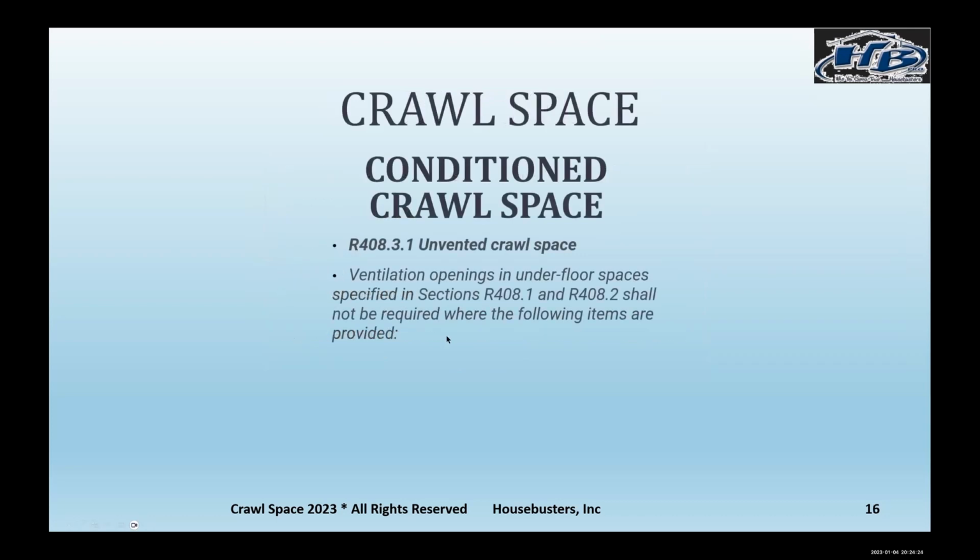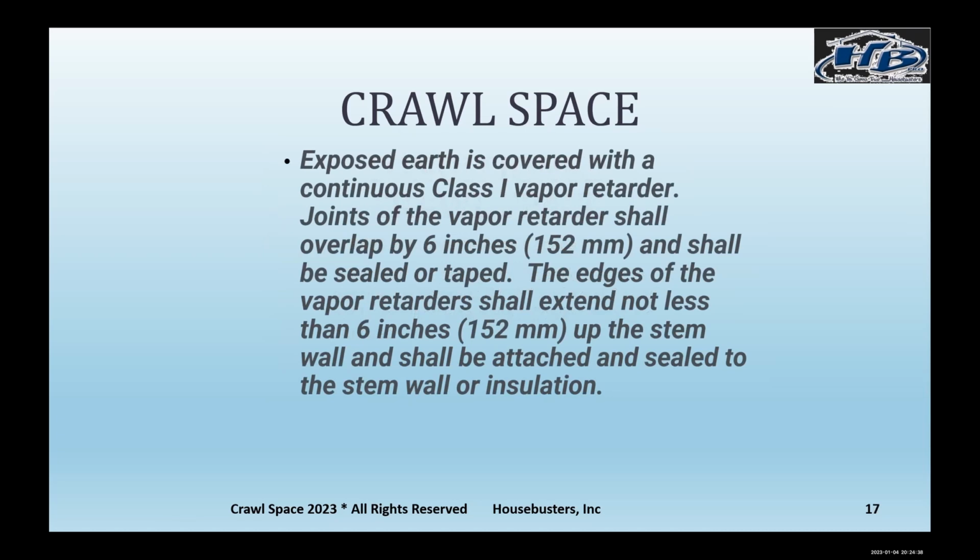Conditioned crawl spaces. According to the code, it's an unvented crawl space. Ventilation openings in the under-floor surfaces specified in these sections shall not be required where the following items are provided: exposed earth is covered with a continuous Class I vapor retarder. The joints of the vapor retarder shall be overlapped 6 inches and shall be sealed or taped. The edges of the retarder shall extend not less than 6 inches up the stem wall and shall be attached and sealed to the stem wall or insulation board.